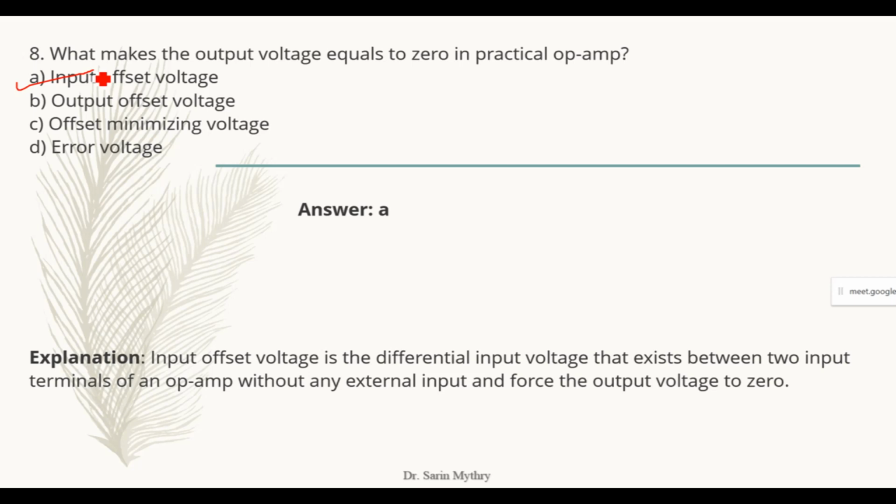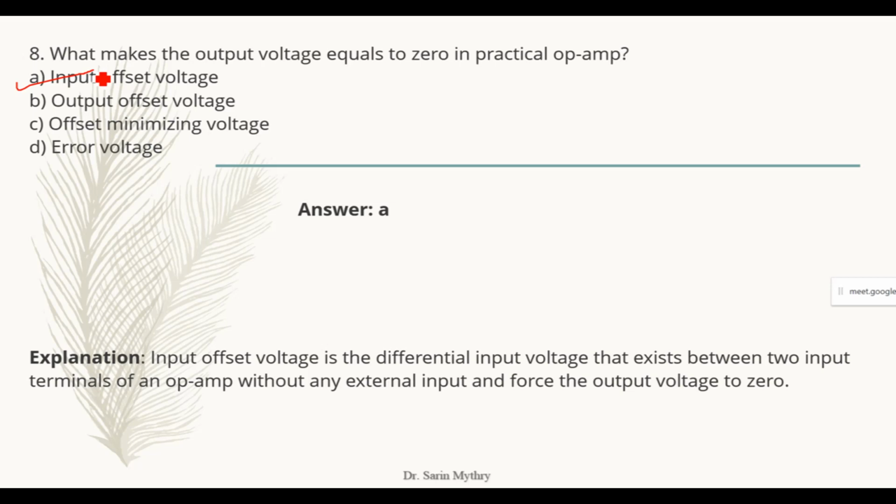So what makes an output voltage equal to 0? If you want to make that output offset voltage equal to 0, you are supposed to apply a minus of that input offset voltage. Whatever offset has been developed at the input terminal, you apply a negative value of that input offset voltage, so it becomes 0. It's simple. Just like when we go to a provision shop, before weighing any of the provisions you have purchased, the shopkeeper is going to reset that weighing machine.